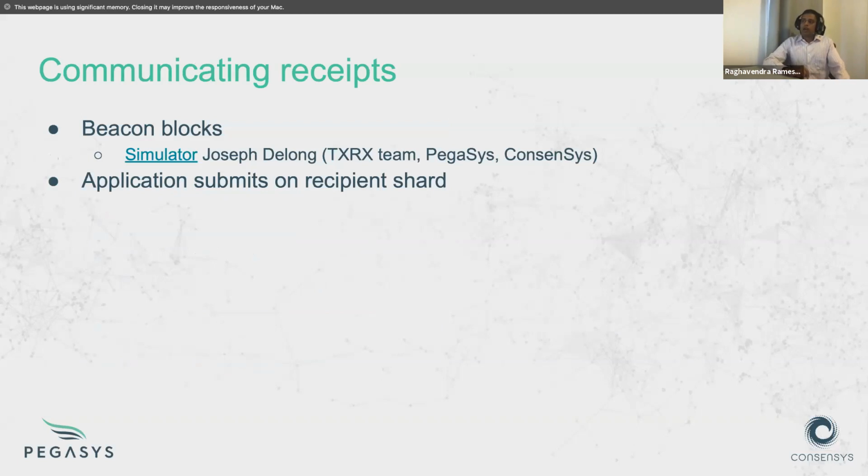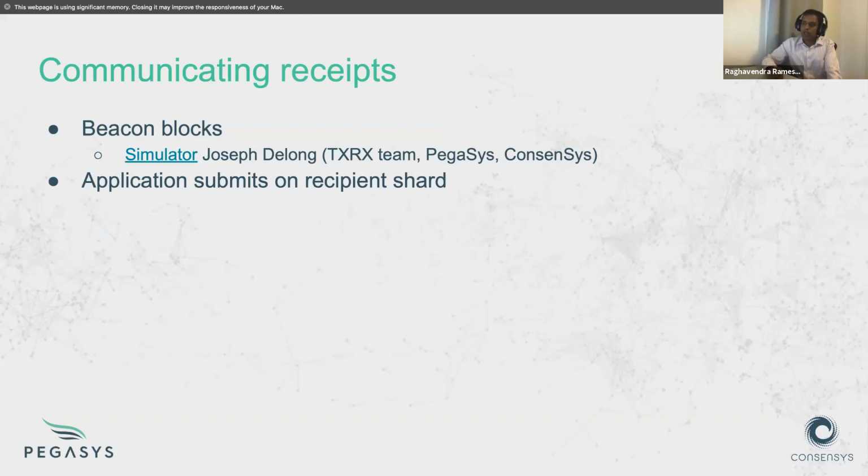Now, again, I described one way of communicating receipts previously. Now that the receipt has to be communicated to the shard2, there is another notion that people have come up with, or people understand that the receipts can be communicated using beacon blocks as well. Just put all the receipts in the beacon block. This idea is used by the simulator that's developed by Joseph DeLong from Pegasus Consensus.